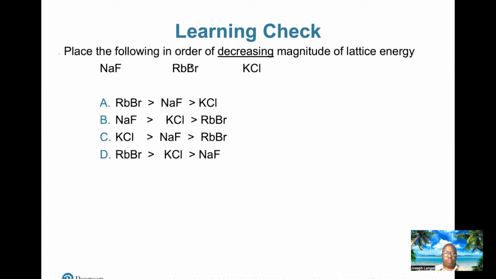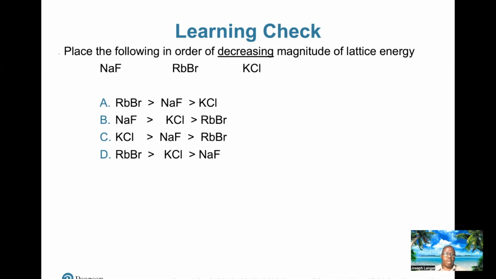This should be the least, and if I use the elimination method, A is wrong and D is wrong. Now we are left with B or C. The reason why A and D are wrong is we should have rubidium bromide as the last because of the size of what? The cation. So if I look at the two anions here, chlorine is larger than bromine, so it should be the other way around.